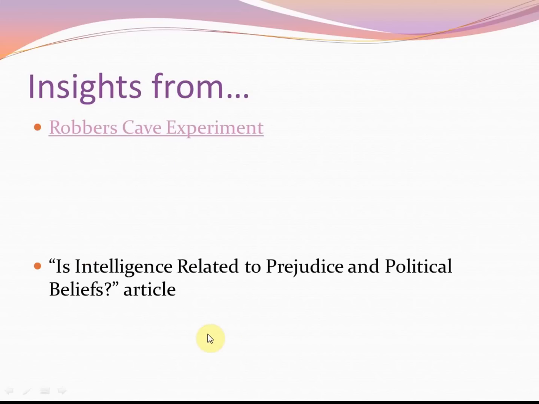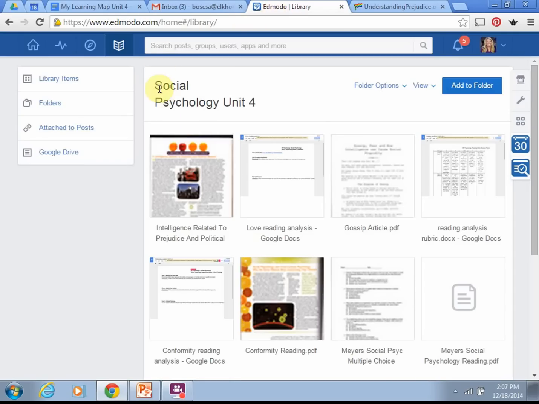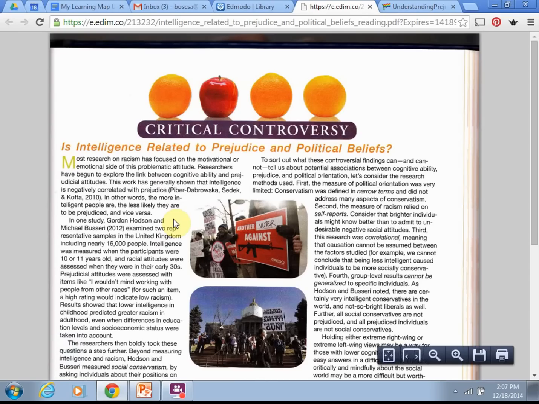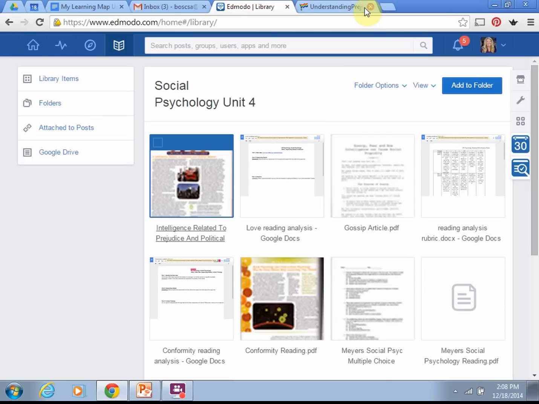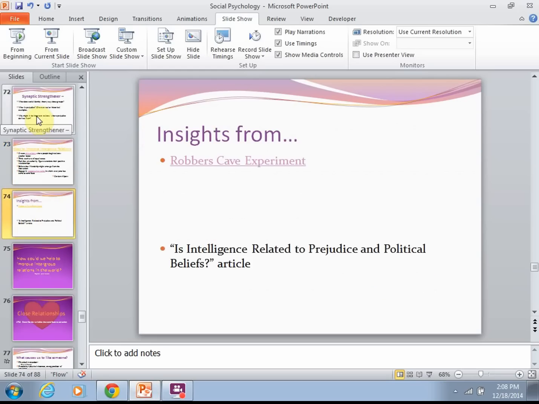Is intelligence related to prejudice and political beliefs? So at this point in time, you'll want to end this video and go to your Edmodo library into the Social Psychology Unit folder, and there is the reading on intelligence and how it's related to prejudice and political beliefs. And see for yourself if you agree with the research that was done and discussed in this article as being a factor for prejudice. All right, so that leads us to the end of this learning target.